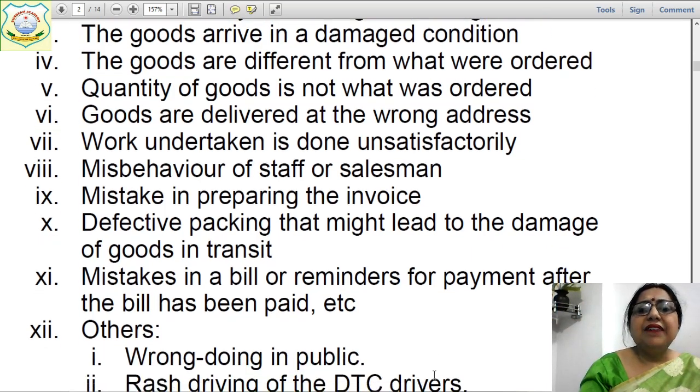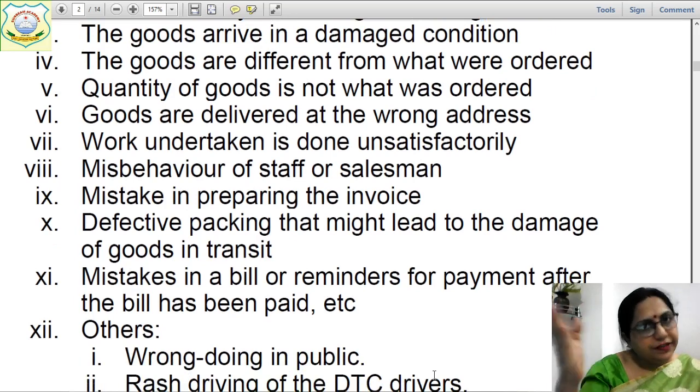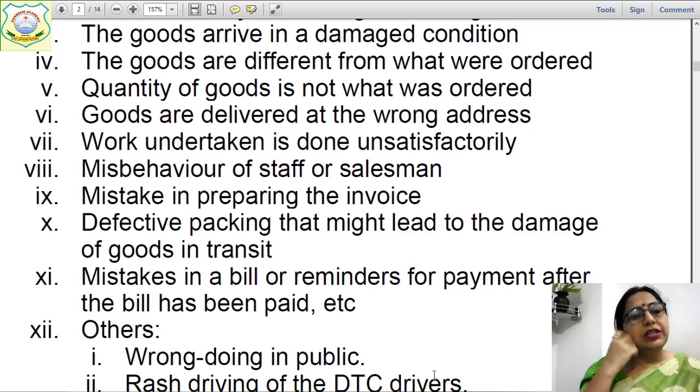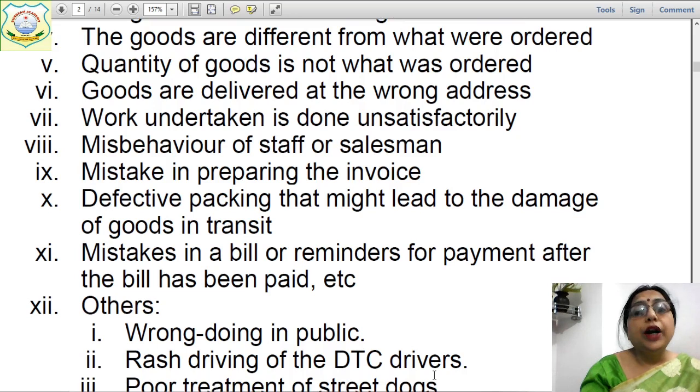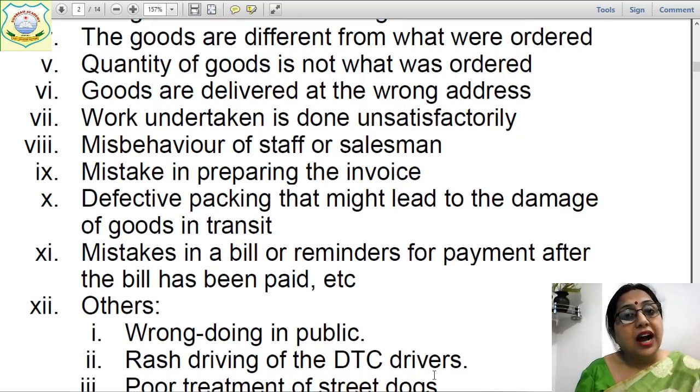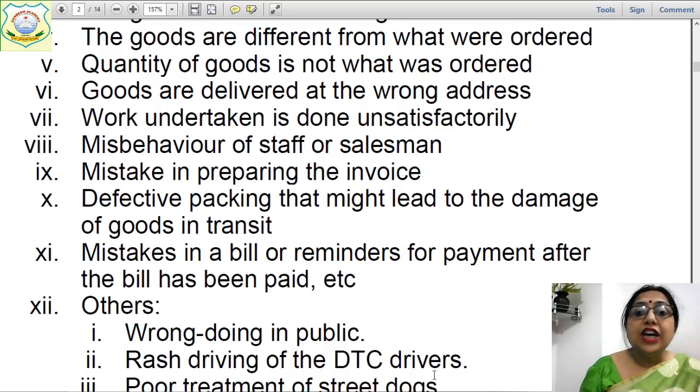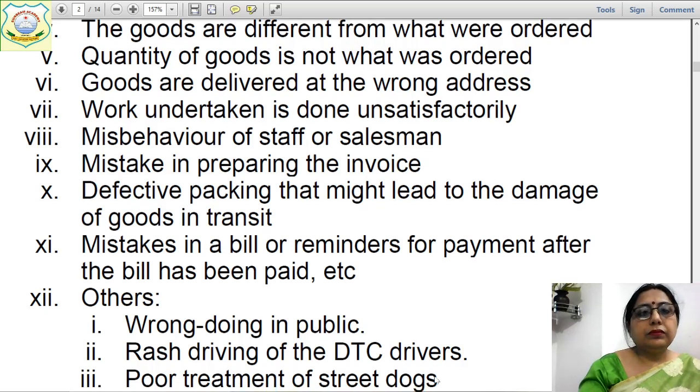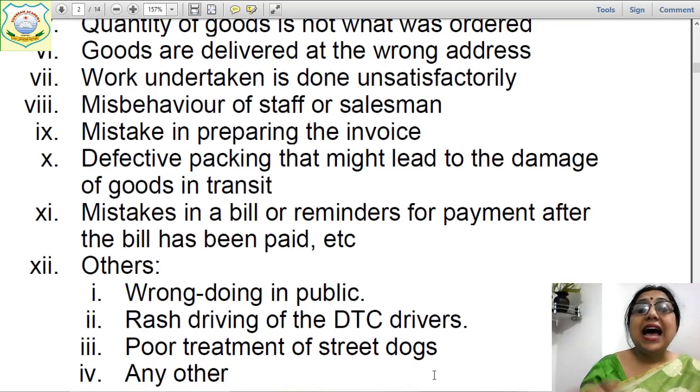The goods arrived in a damaged condition. That is the defective, I told you. Then the goods are different from what were ordered. Then the quantity of goods is not what was ordered. That is incomplete. Now, goods are delivered at the wrong address. We write a complaint letter.